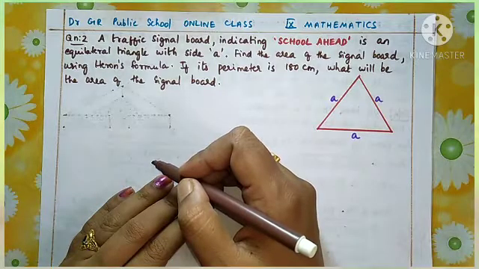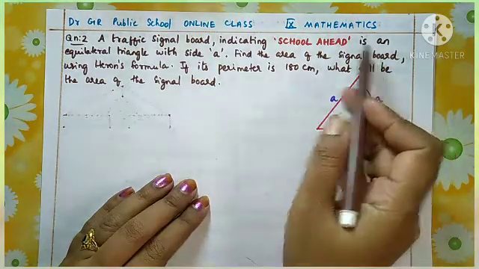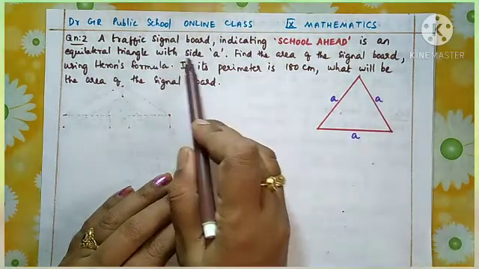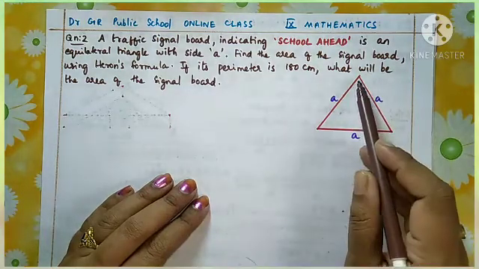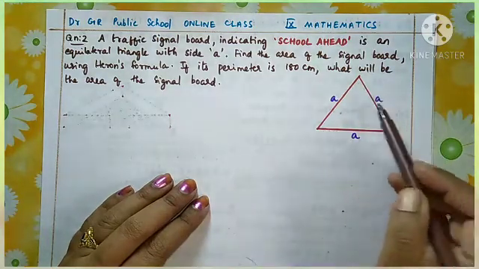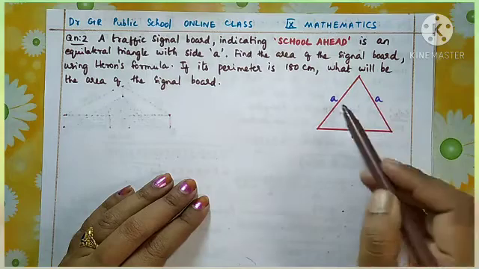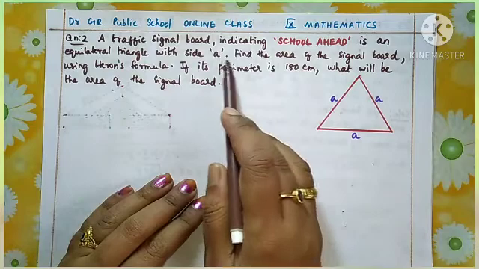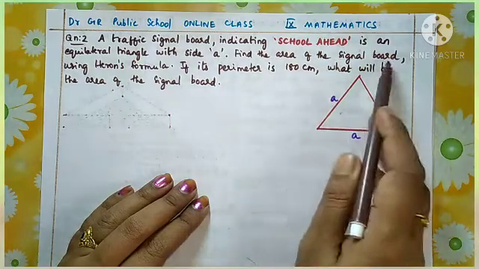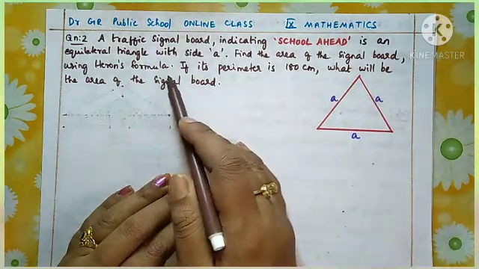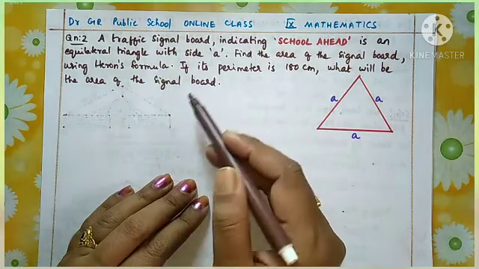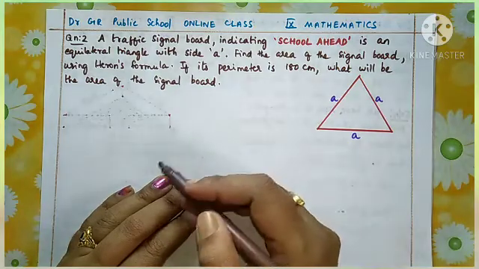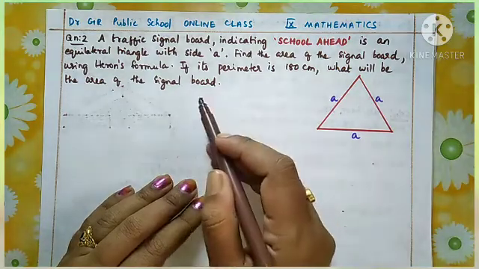Now here it is given, it is an equilateral triangle, a triangle shape with side A. In an equilateral triangle, you know, all the three sides are equal, and here we don't know the measurement of the side. It is only given equal to A. Now what is our first question? Find the area of the signal board using Heron's formula. So using Heron's formula, you know the formula. Find the value of S and then apply it in Heron's formula, you will get an answer.